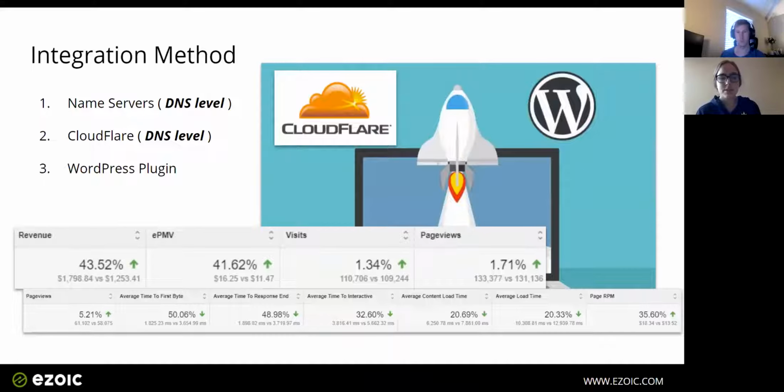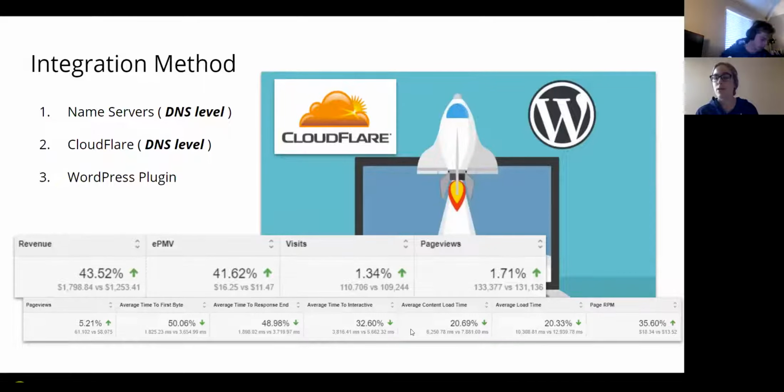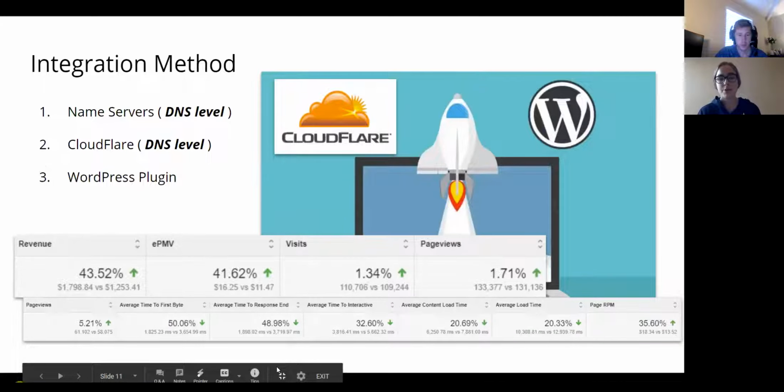But the first is name servers, and then Cloudflare, and then WordPress plugin. So the first two, name servers and Cloudflare, are basically a DNS level connection with the site. The first is you point to our name servers, we host a copy of your DNS records, and then we connect as a proxy that way. And then Cloudflare is very similar, except that you would just have an existing Cloudflare account, and then you input your credentials into Ezoic, and due to our partnership with Cloudflare, we're able to connect the site that way. And then the last is the really simple plugin that you could download whenever you'd like. But we do definitely recommend the top two, just because of the access to technology that you get at that level.